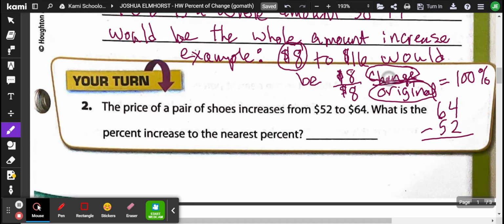The price of a pair of shoes increased from $52 to $64. What is the percent increase to the nearest percent? We take the new price minus the old price, so that is a change of 12 over 52, which is the original. Now we're going to divide that. 12 is being divided by 52.